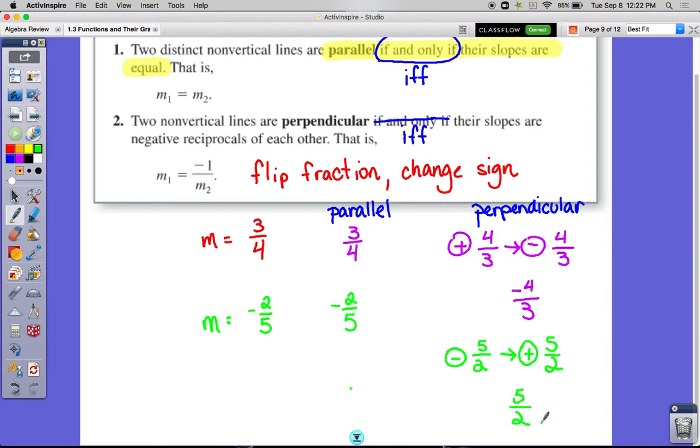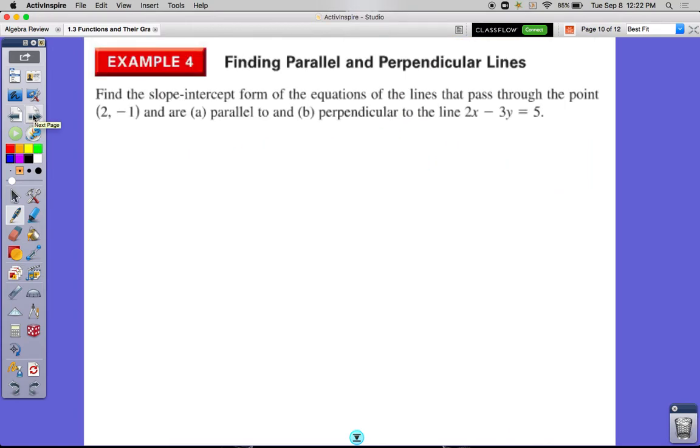All right, so parallel slopes are equal. For perpendicular, the slopes are opposite reciprocals, or you flip and switch. Flip the fraction, change the sign from positive to negative, or vice versa. So if you want to try this problem here on your own, this will be a good time to pause. If you want to wait for the next one, or even the homework to try these out, then that's fine too. I'm going to go ahead and jump into it.